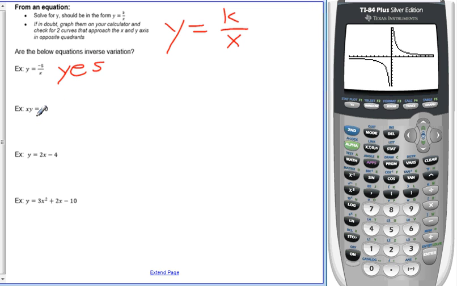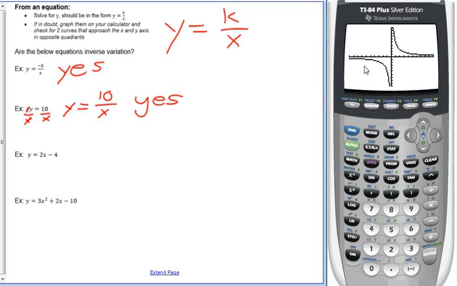Second example is not solved for y yet. So if I was going to solve this one for y, I would divide by x, divide by x. That cancels out those, and I get y equals 10 over x. And again, this is in that form, y equals a number divided by x. So yes, my second example is also inverse variation. Third example is not. I don't have a number divided by x.